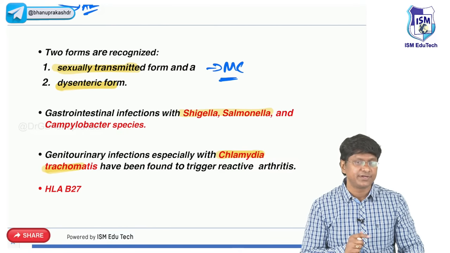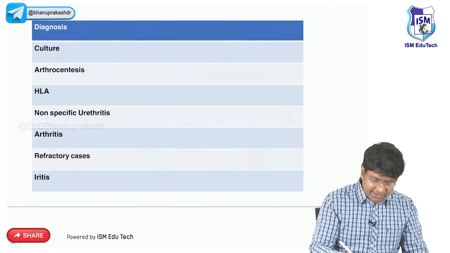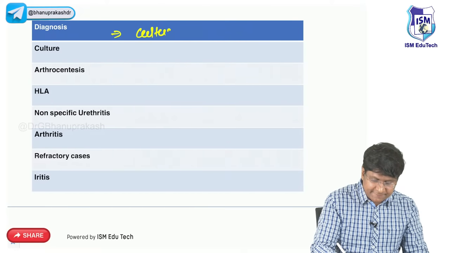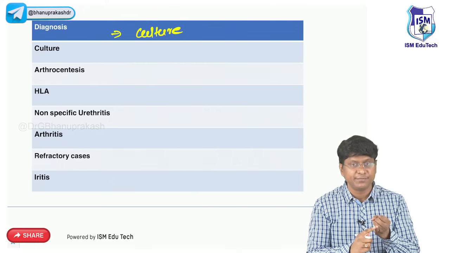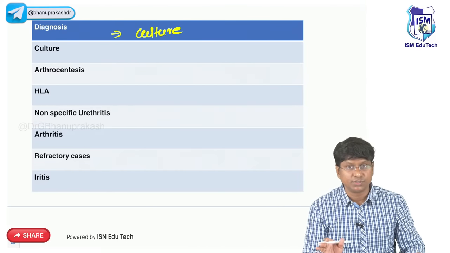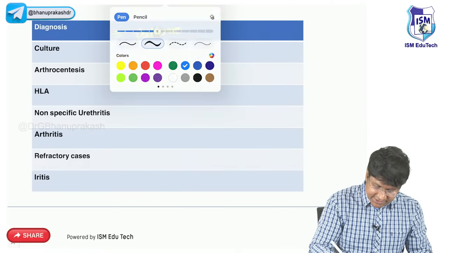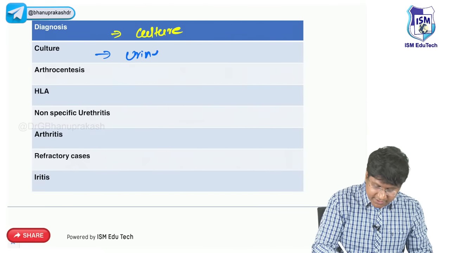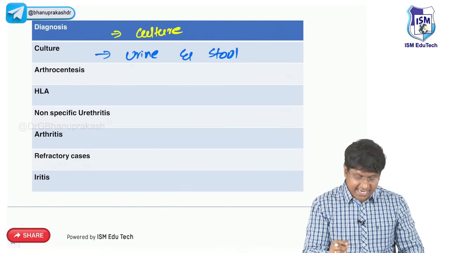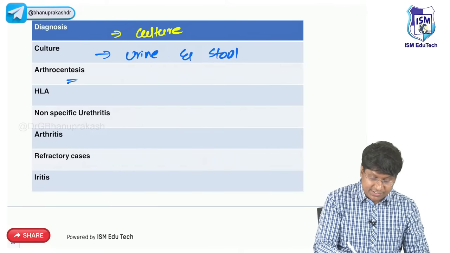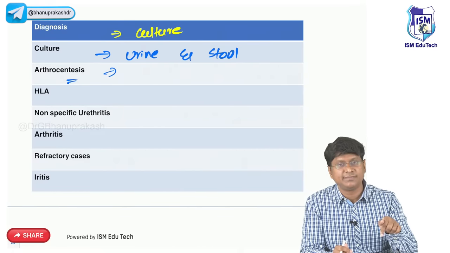That is what is responsible for your Reiter's or reactive arthritis. Then how do you diagnose this? The diagnosis is mainly by culture. You have to take the culture from the urethra or cervix or even from the throat. Even cultures of urine and stool samples are also helpful for picking out the organism which is responsible. And next is arthrocentesis. Why are you doing arthrocentesis? Because these individuals have involvement of the lower limb joints, right?